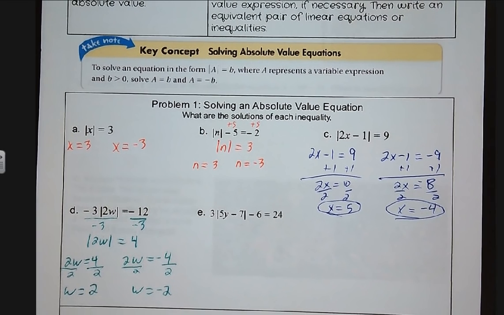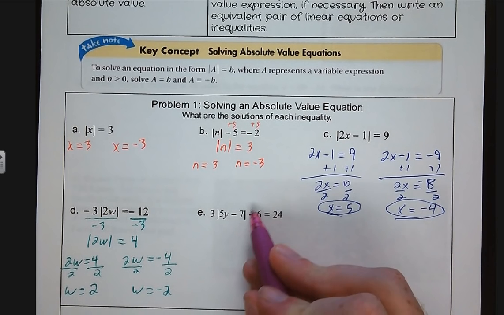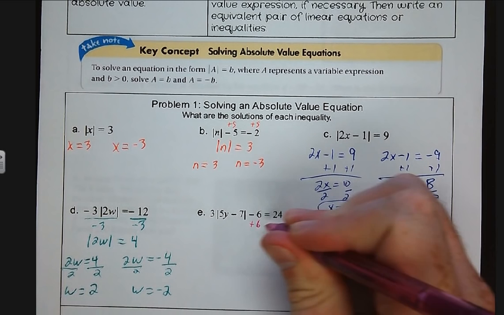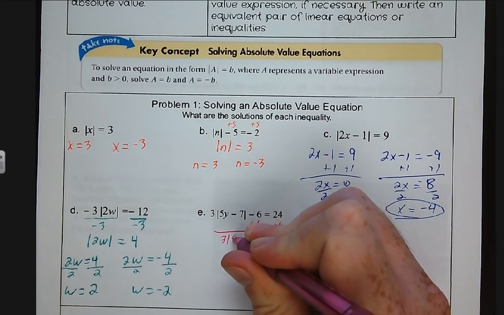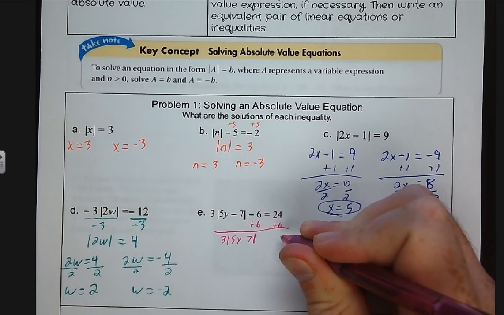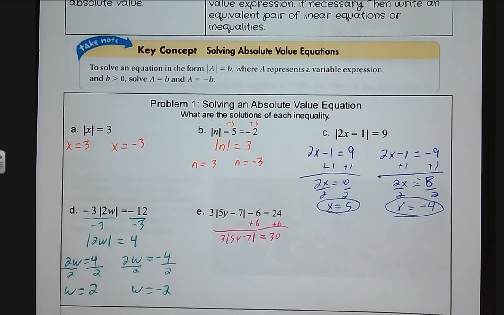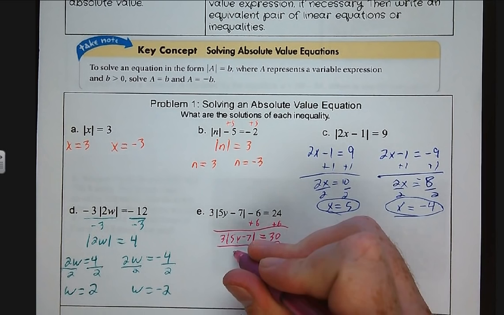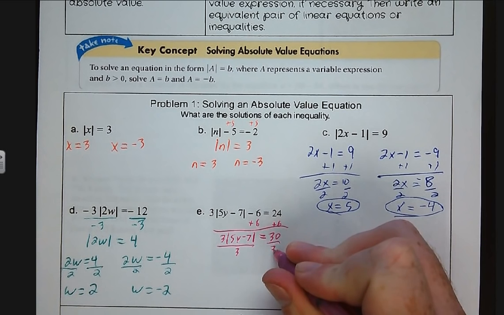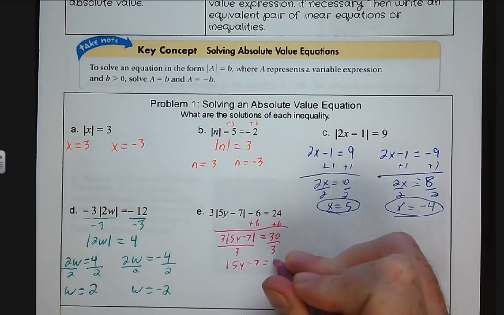Okay, letter E, we're going to have to do multiple steps for. So the first thing, we need to get rid of this constant. So we're going to add 6 to both sides of the equation. So we have 3 times the absolute value of 5y minus 7 is equal to 30. Our absolute value isn't all by itself yet, so we divide both sides by 3. So we have the absolute value of 5y minus 7 equals 10.